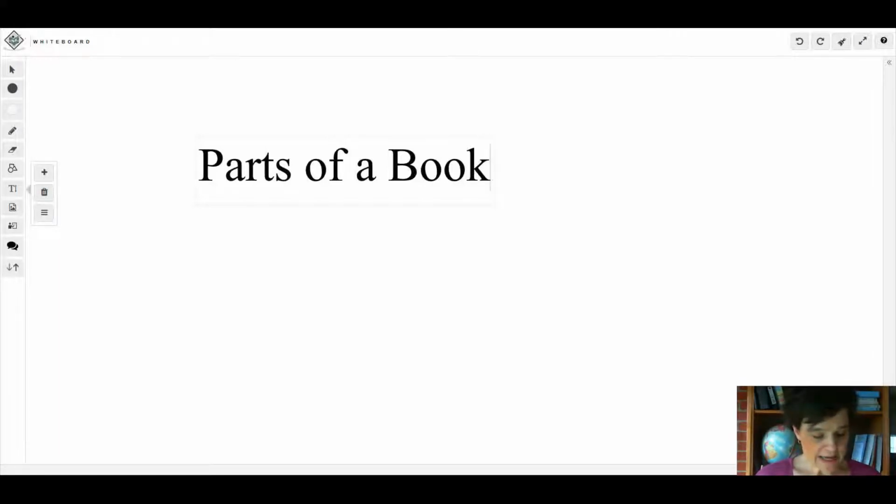So look at page 119 at the top. We're going to be talking about 4 parts of a book. Okay? Books have different parts to help you find information. They have a title page, a copyright page, a table of contents. I'm sorry, 3. I thought I said 4, but we have 4.